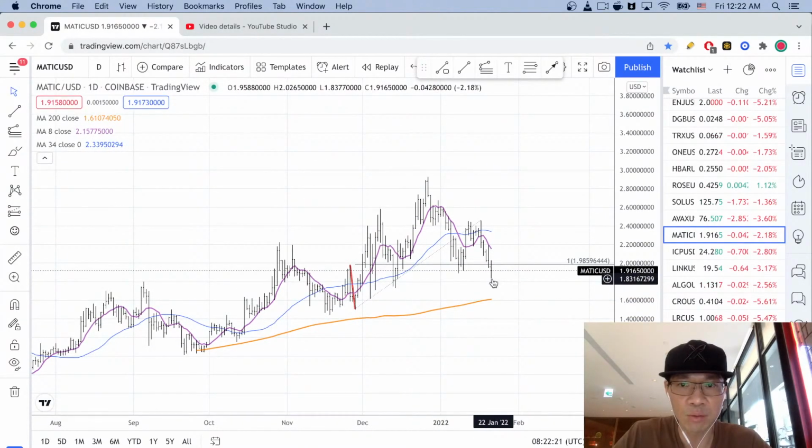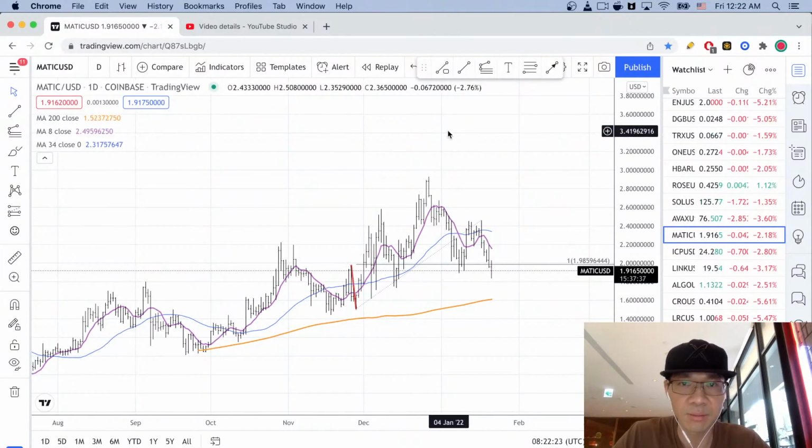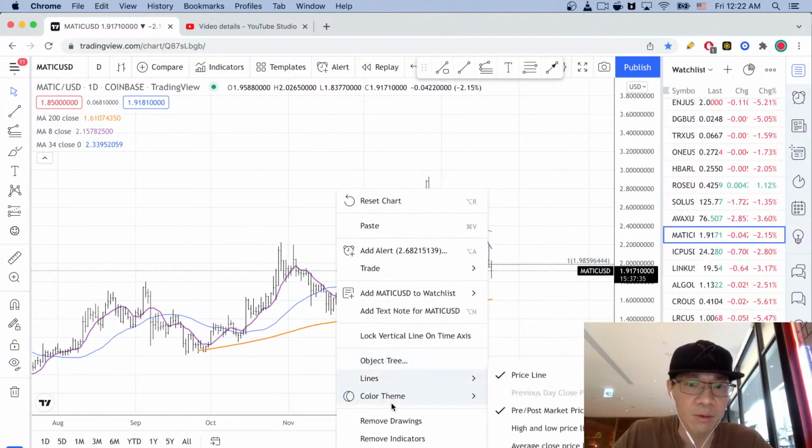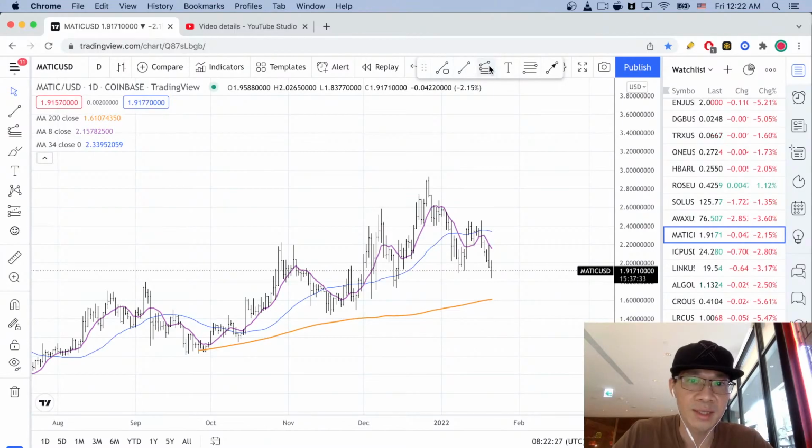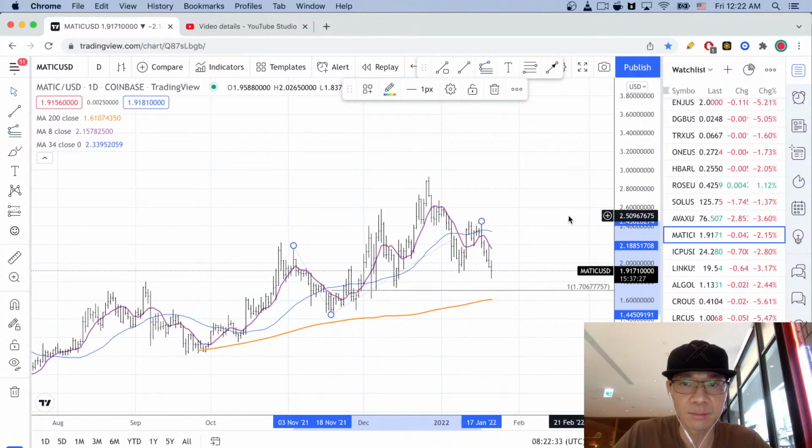So over here we got more lower lows. Yeah, not good. But what we can do, we're going to look for the next set of potential pullbacks, right? So you may use a piece right here, projected.